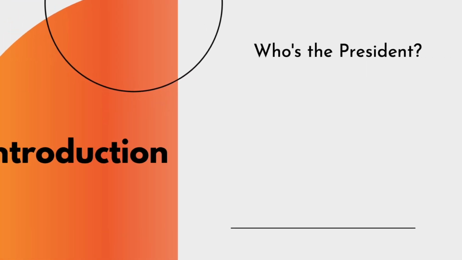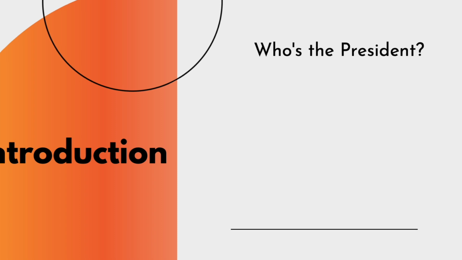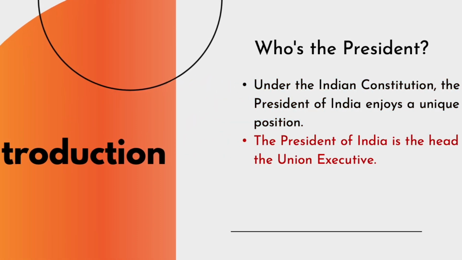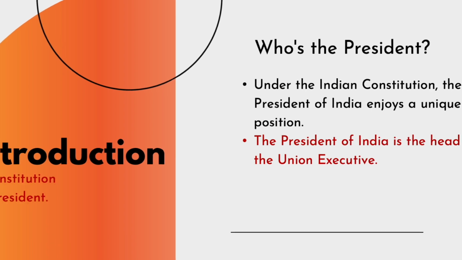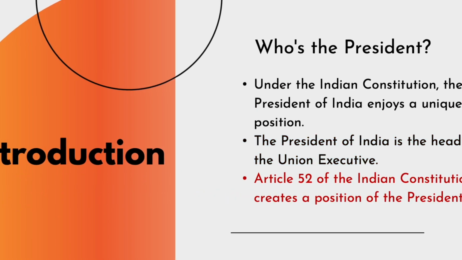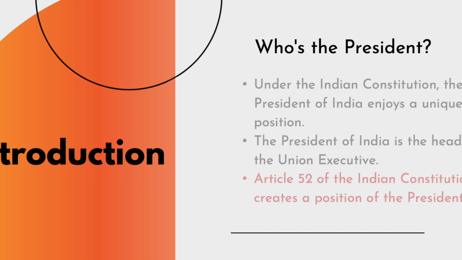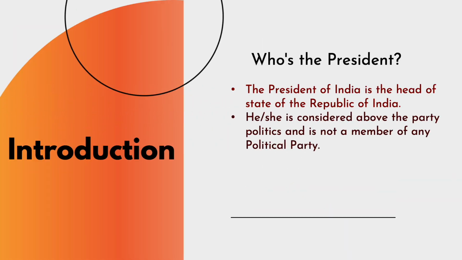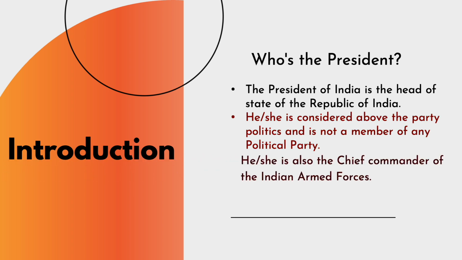Let's begin with the introduction. Who is the President? The President of India is the head of the Union Executive and the first person of the country. Article 52 of the Indian Constitution creates the position of the President. The President is also the head of the State of the Republic of India. He or she is considered above all the political parties since he or she is not a member of any political party. He or she is also the Supreme Commander of the Indian Armed Forces and also represents the sovereignty of the country.